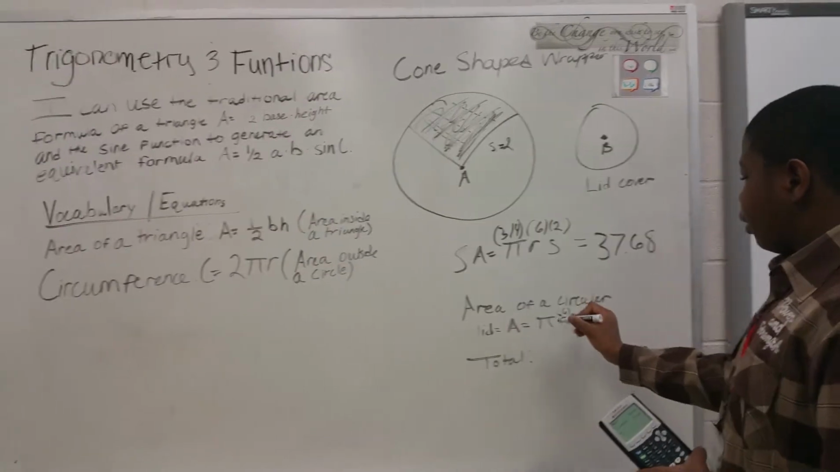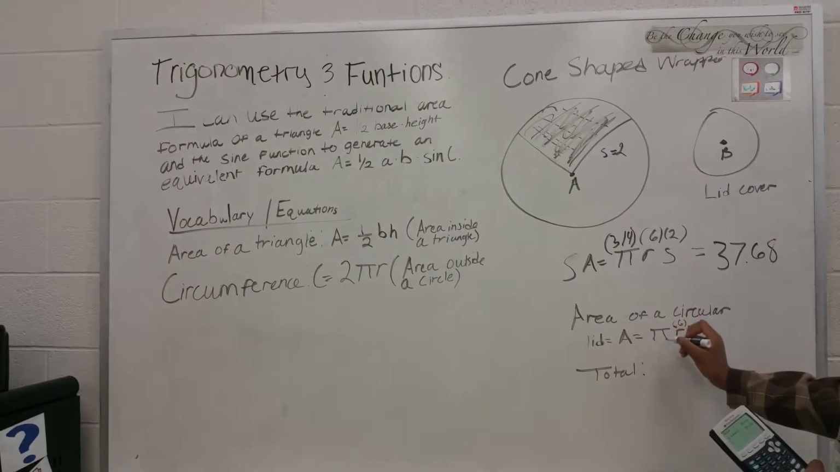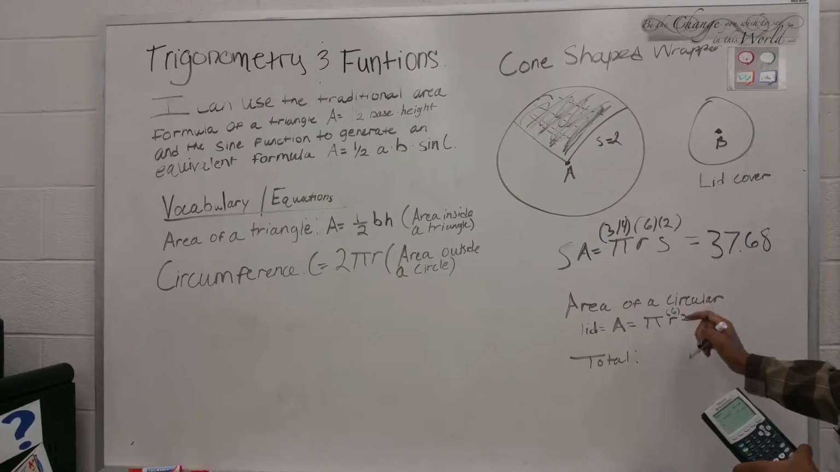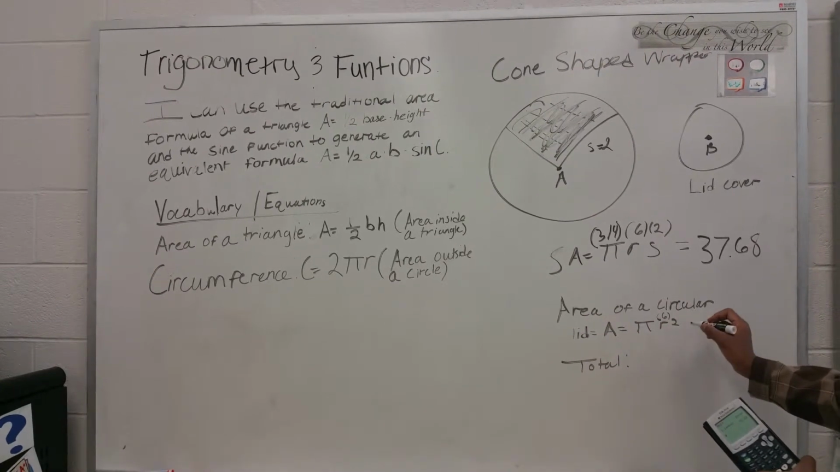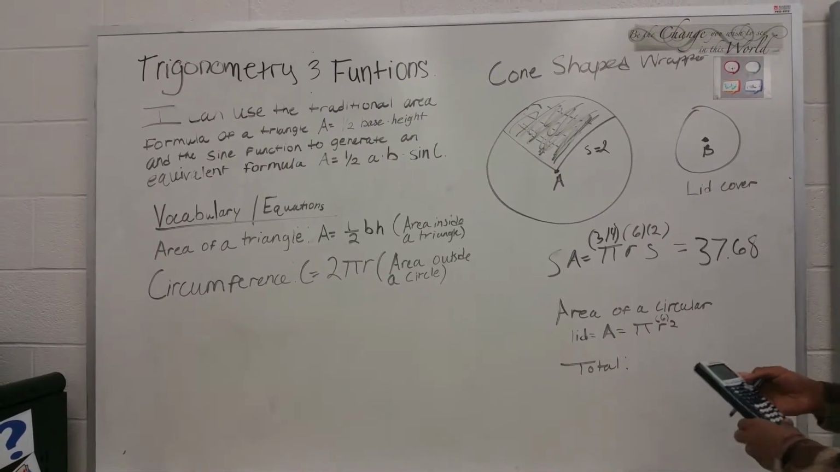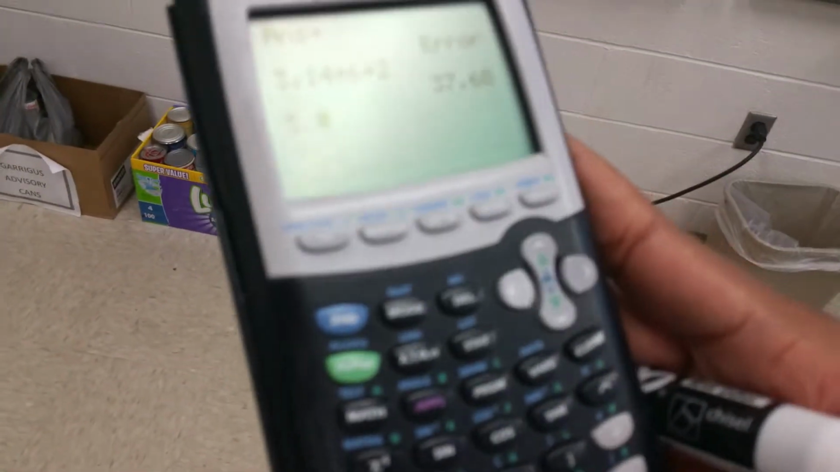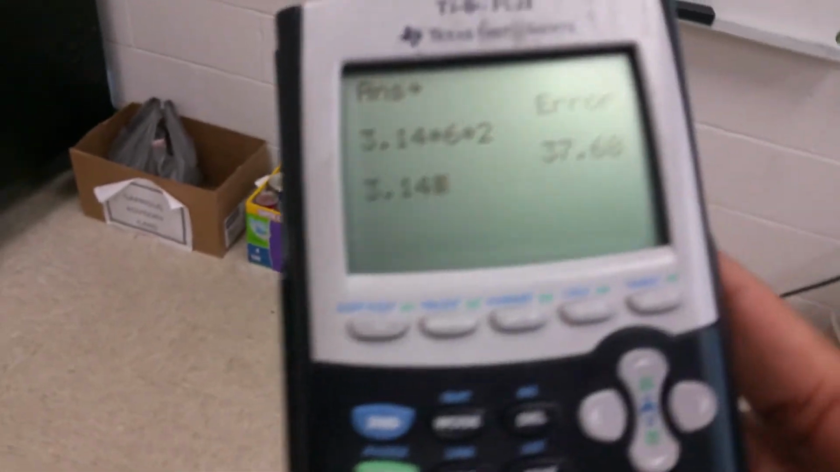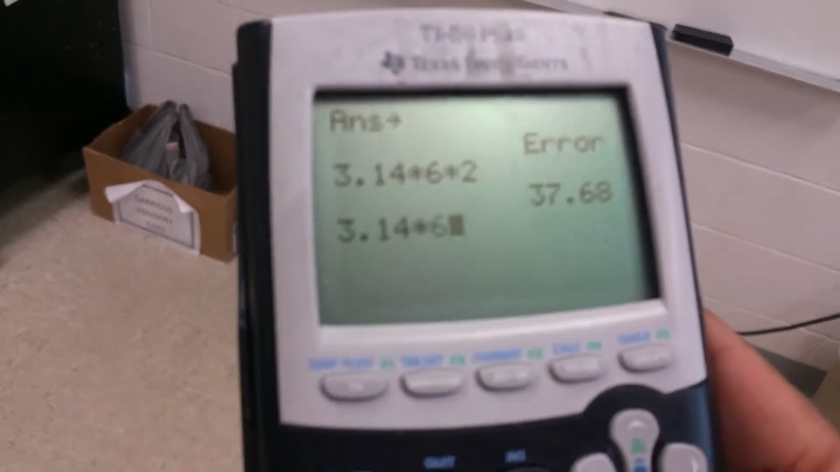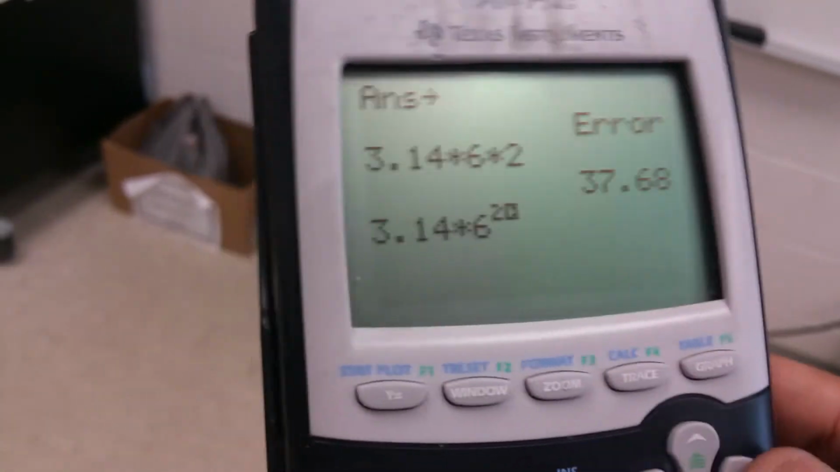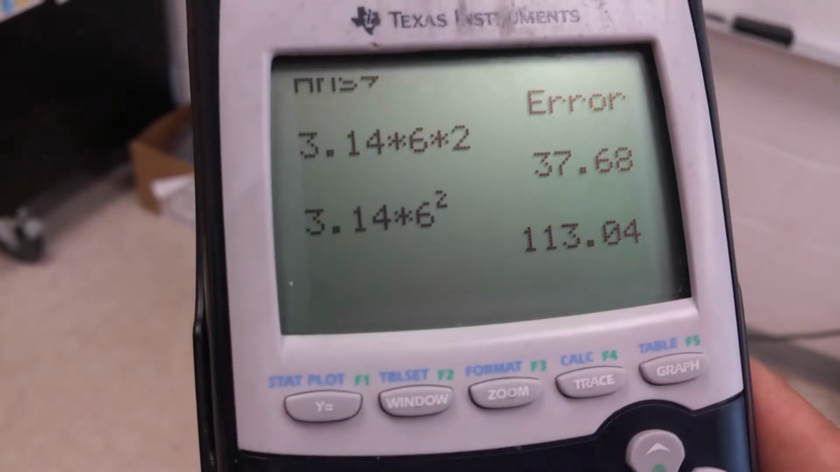The area of a circular lid is A equals pi r, which we've already established is 6, to the second power. Pi, 3.14, times 6 to the second power is equivalent to 113.04.